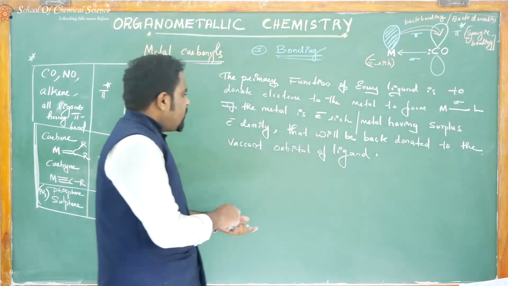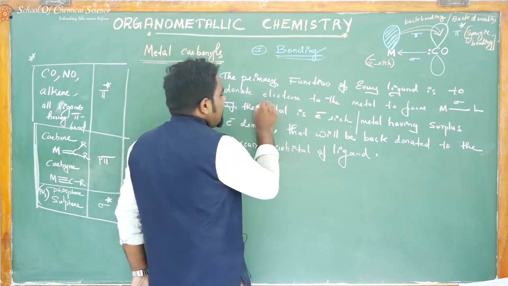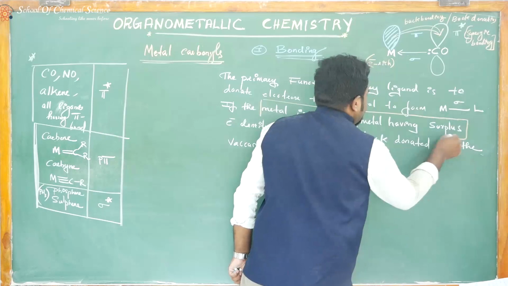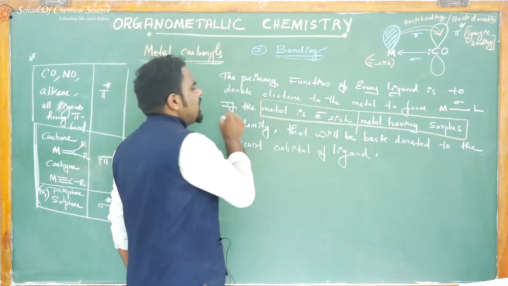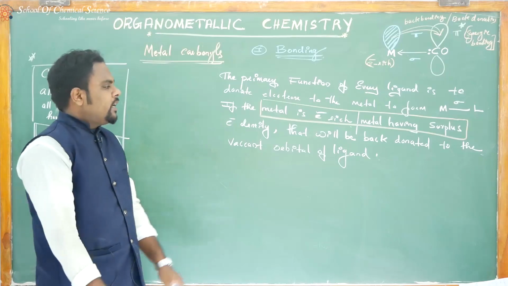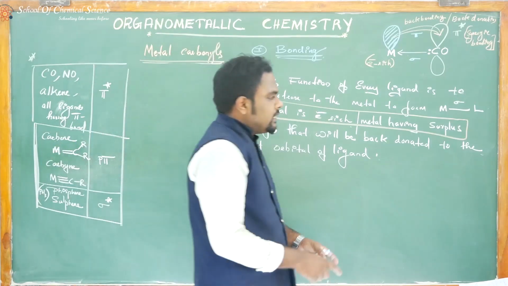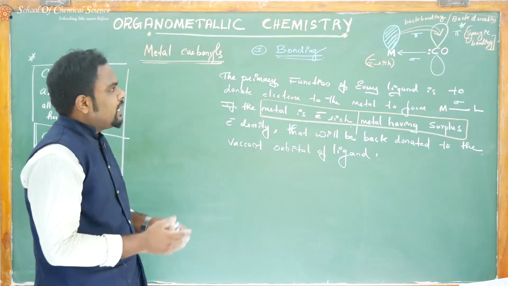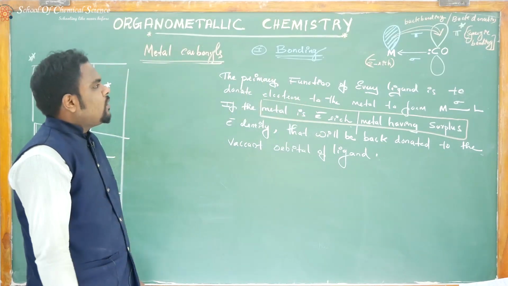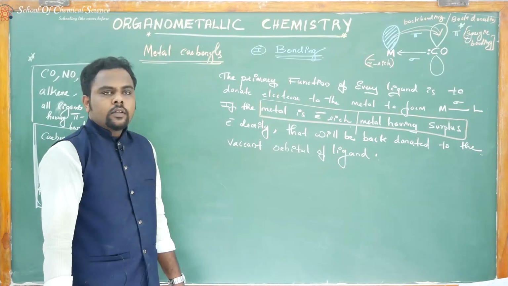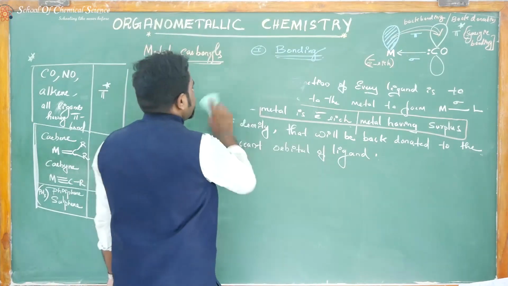The condition for back donation is that the metal must be electron rich, or a metal having surplus electron density. Then only back bonding takes place. So the carbon monoxide ligand is a pi acceptor ligand. Similarly, nitrosyl is also a pi acceptor ligand. Clear? Then please listen.